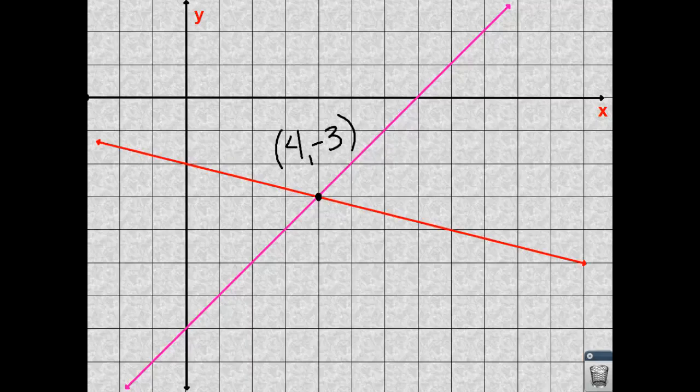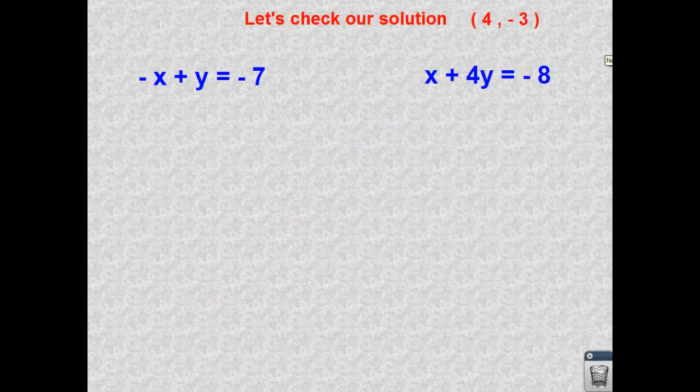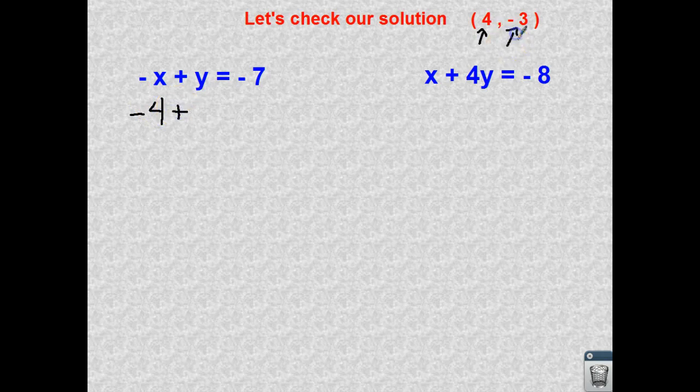All right, so 4, -3. So the first equation is -x plus y equals -7. So I have negative, and then the x happens to be, what do we have up here? We have a 4, so I'll substitute in a 4 plus my y value. Well, what is my y value? It's a -3, and that should equal -7 if we did it correctly. So -4 plus -3 is in fact -7. So yes, the ordered pair satisfies equation 1.